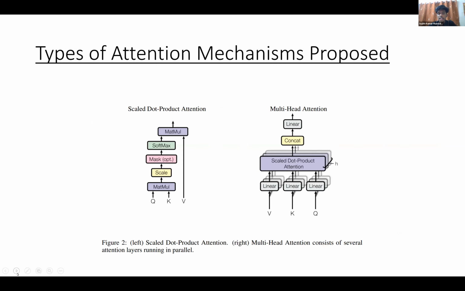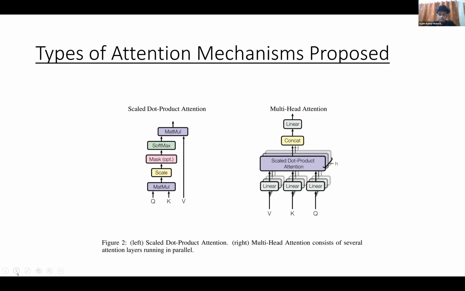So before we get into types of attention, we'll briefly understand what attention is. So I need everyone's attention. An attention function can be described as mapping a query and a set of key value pairs to an output, where the query, keys and values, as well as outputs, are all vectors. And the output is computed as a weighted sum of the values, where the weight assigned to each value is computed by a compatibility function of the query with the corresponding key.